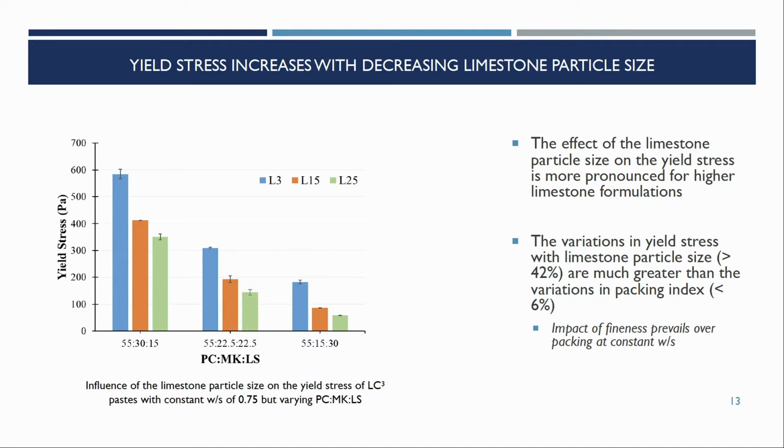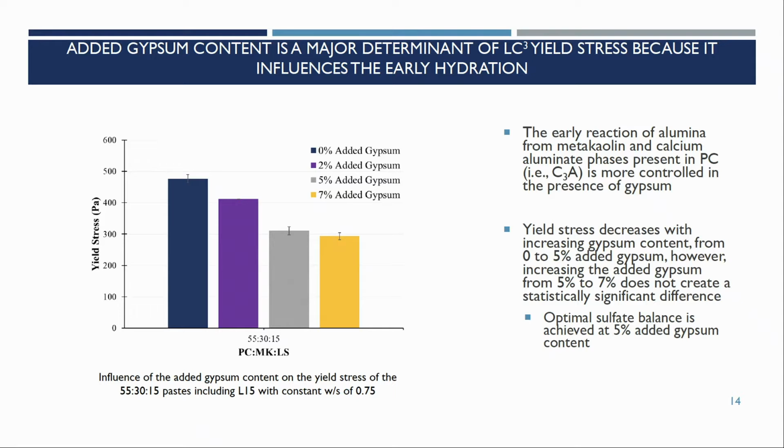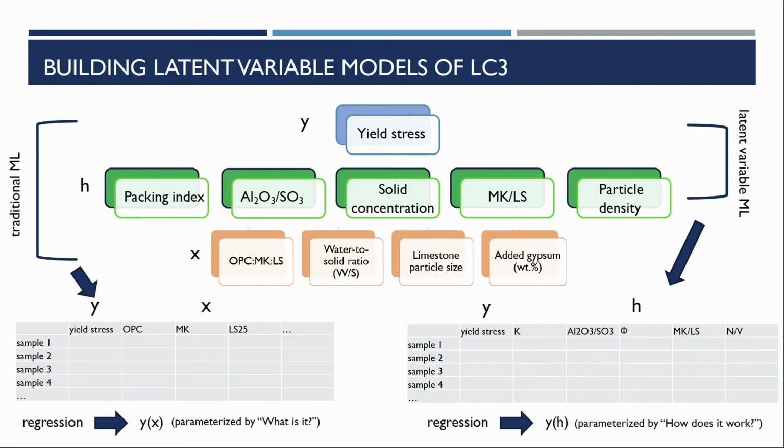And then we also see that as we go from the very finest limestone to the coarsest, we see decreases in the yield stress. And then finally, the gypsum content. The sulfate balance in this case is a strong determinant of the yield stress, and we plateau at about 5% gypsum, which is what most other people have measured.